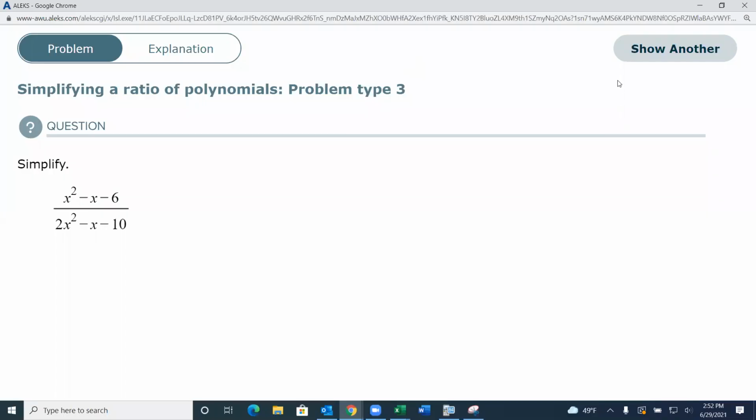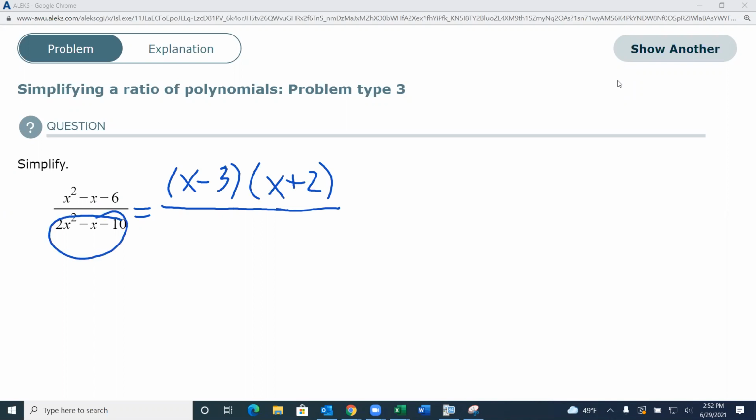Okay, on this one, they are both trinomials. There's no greatest common factor there or there, so I can't factor anything out immediately. So I just have to go to the AC method. On the first one, I'm going to get x minus 3, x plus 2. Okay. Now this second one, I've got that 2 there, and I can't just factor 2 out of everything. So I'm going to actually do the AC method.